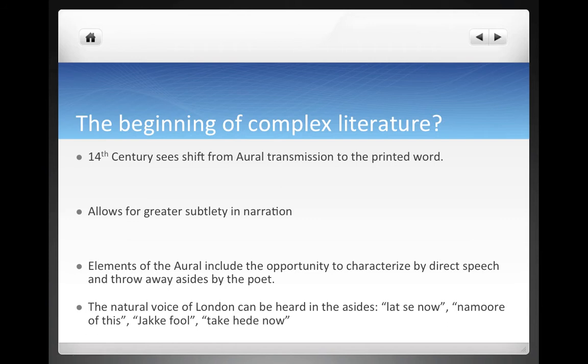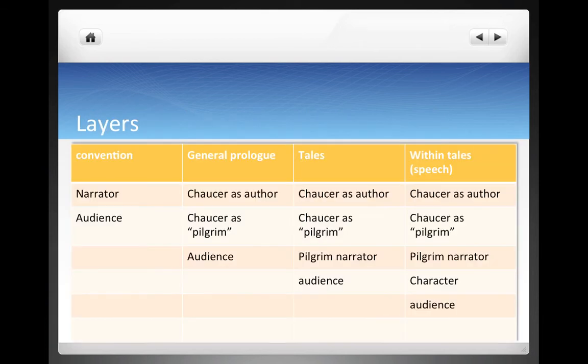But as we move into a rather more written production, things begin to change. And I've put a table here of layering, and this is something that I think actually works rather nicely. So we have a sort of conventional spoken delivery on the left-hand side of narrator and audience. Somebody stands up, tells a tale, and an audience relate to it.